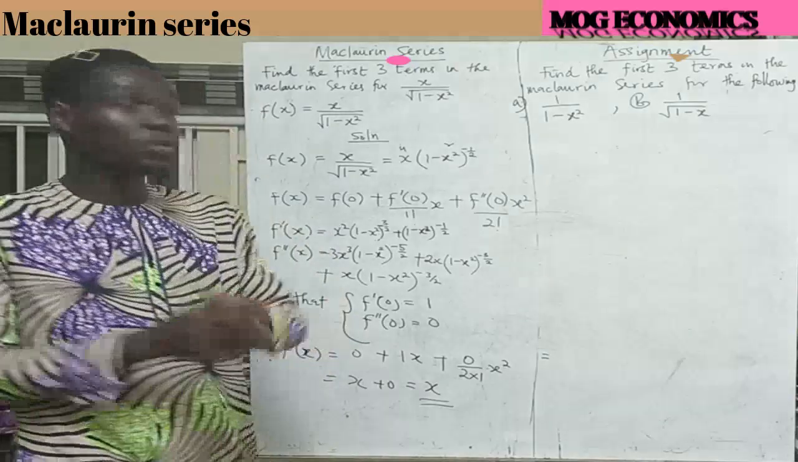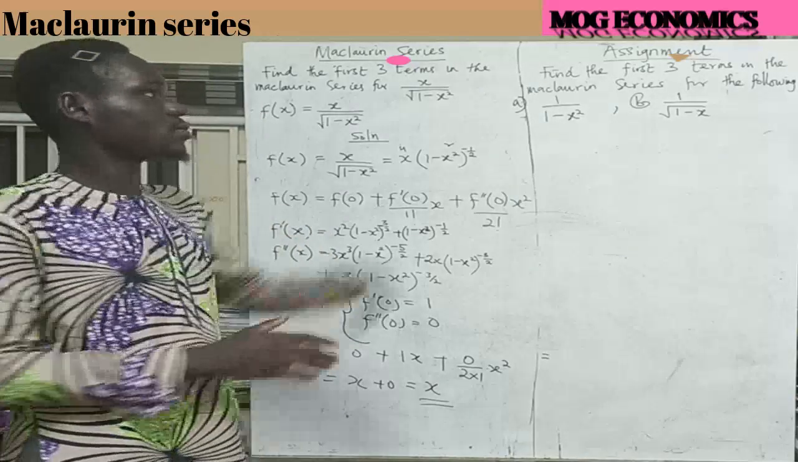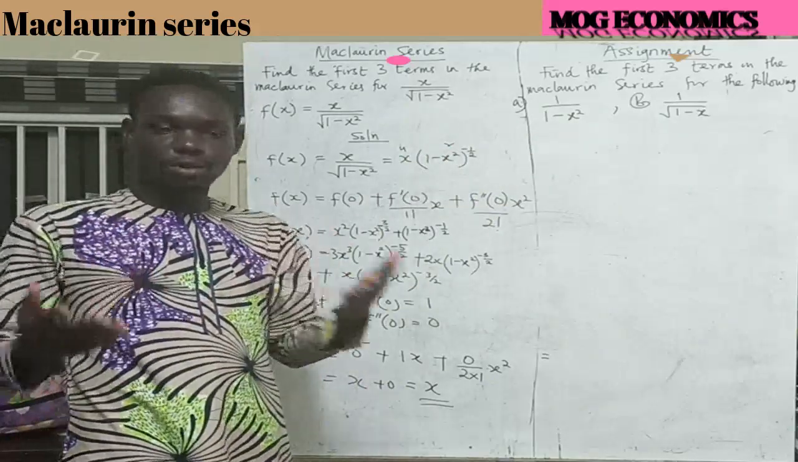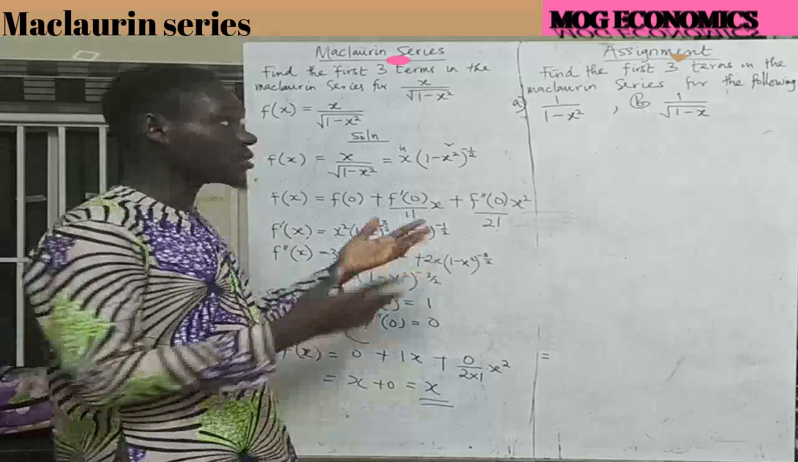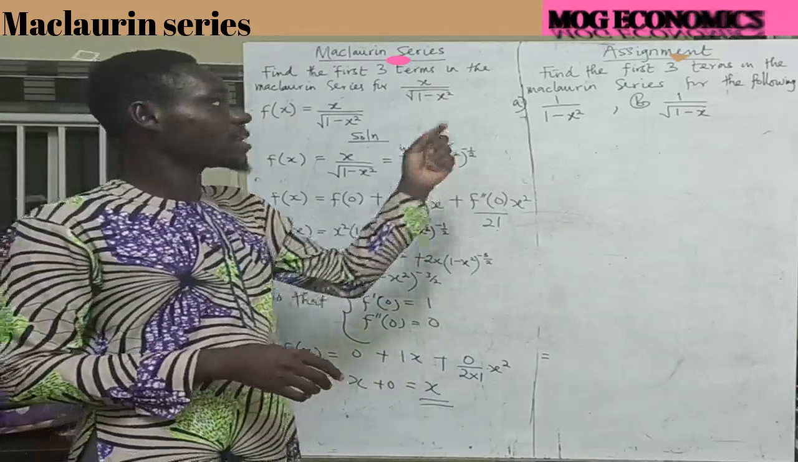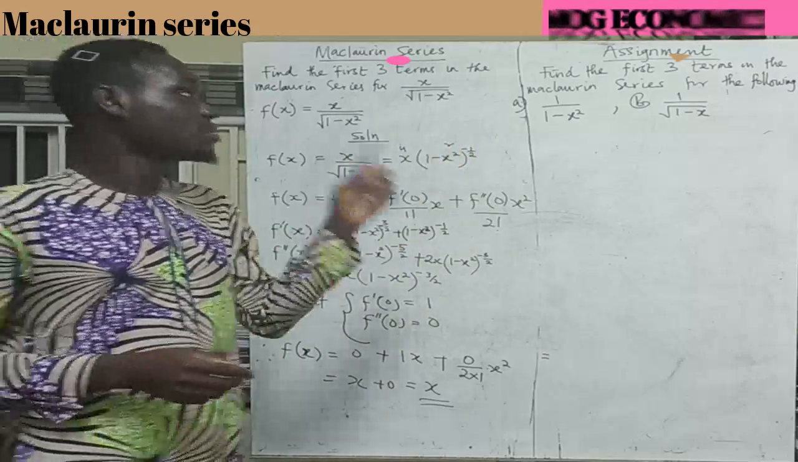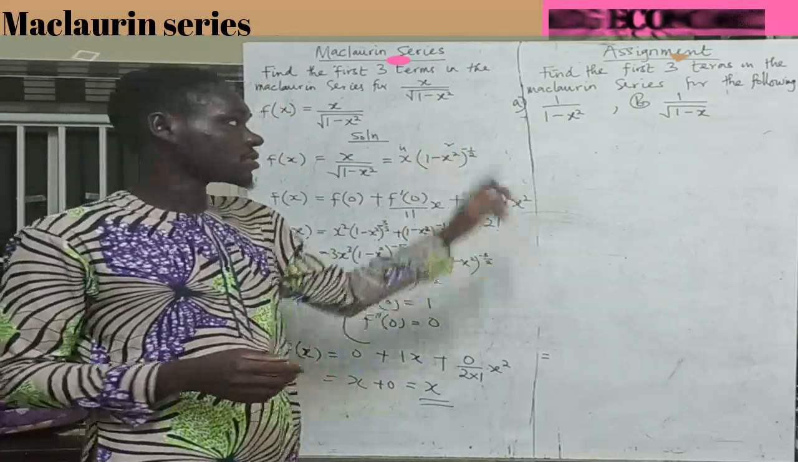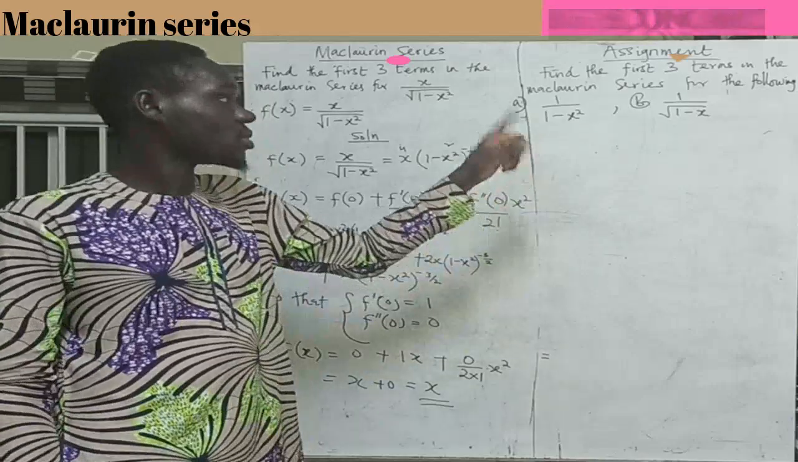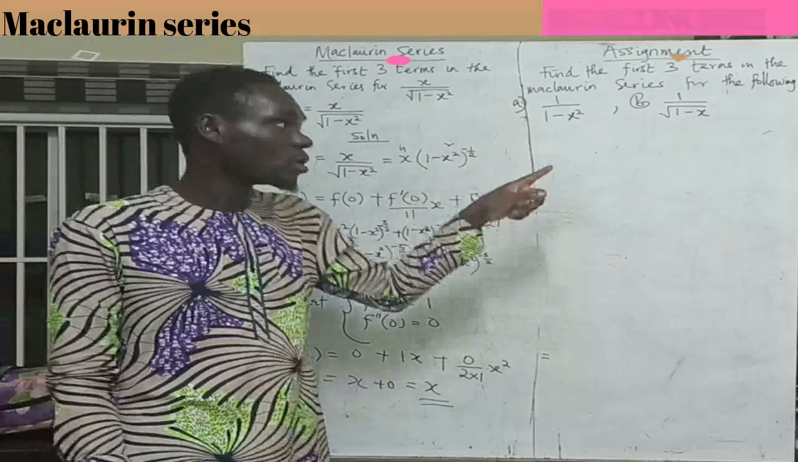And so at this point, this will be the assignment. And as students of emoji economics, I'm sure you know where to drop the assignment. So now the question says find the first three terms in the Maclaurin series for the following. First one is 1 all over 1 minus x squared, and the b part is 1 over the square root of 1 minus x.